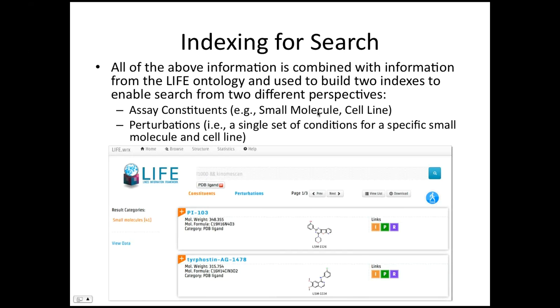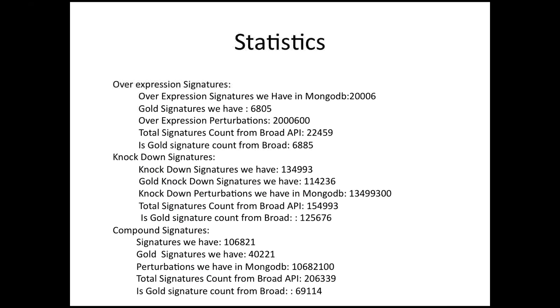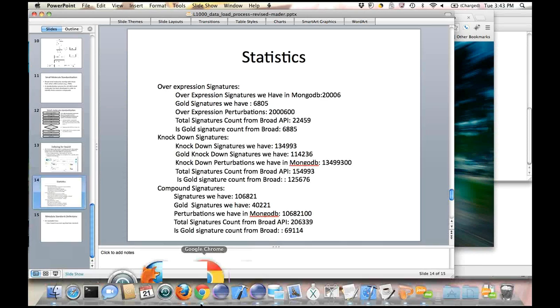So we have two types of indexes, perturbation index and constituent index. Constituent index is just at the level of constituents, and if you want to go for deeper queries, you can use the perturbation index, and then you should be able to search on the signature level. So you can type in any signature ID, you'll get the information back. And these are all the statistics that we have in the system right now. I'll show you an example of how the system works.